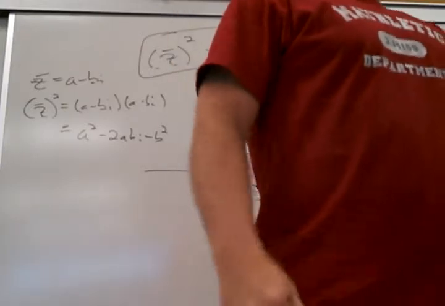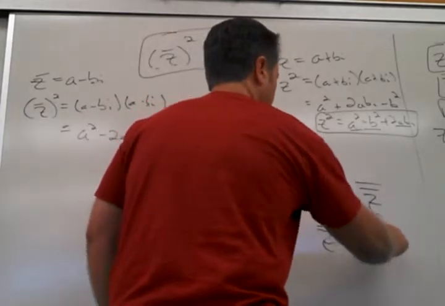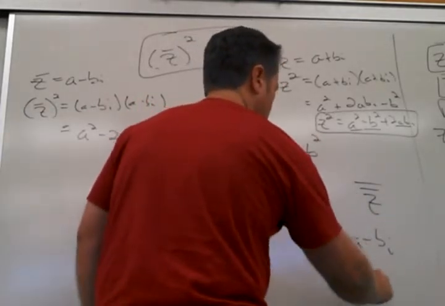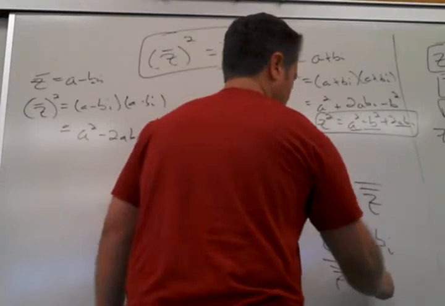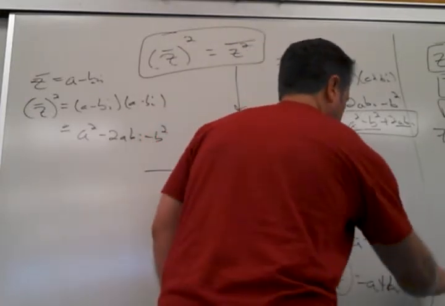Right. Do you want to do the work? Yes. You'll do z complement is a minus bi. So what's z complement? Change the sign. A plus bi, which is z. Proven.